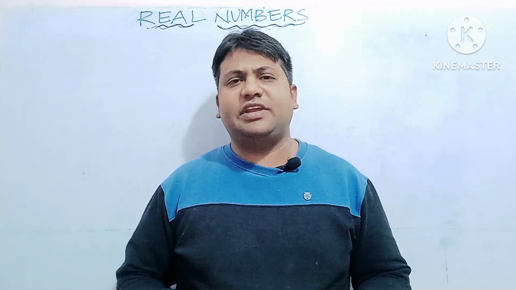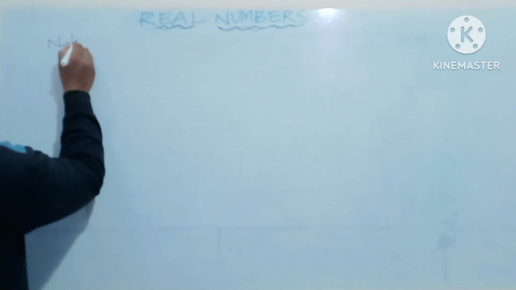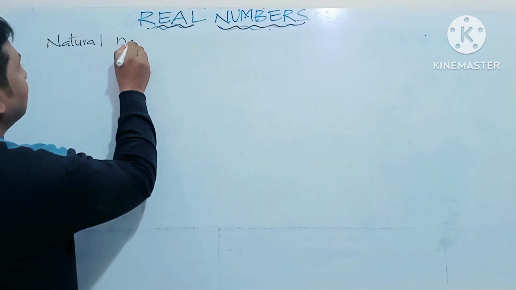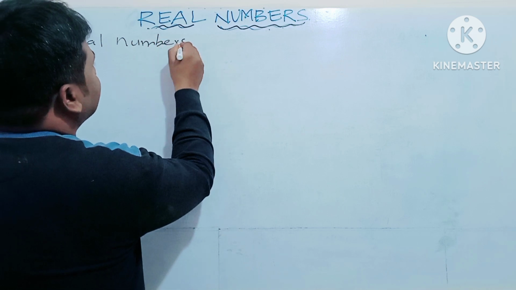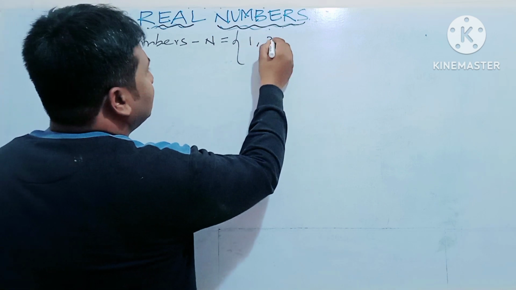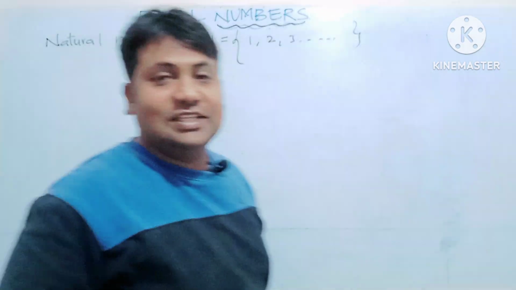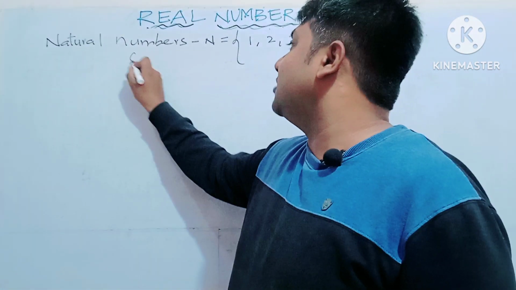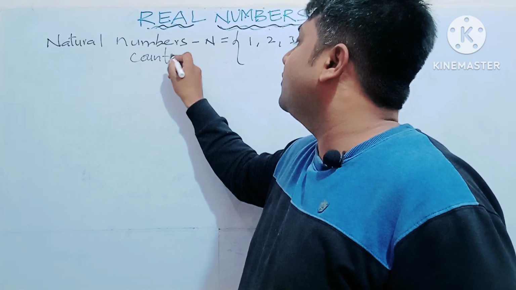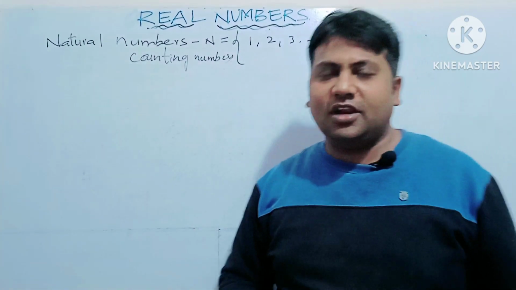Let us start with the basic concepts of real numbers, that is, natural numbers. What are natural numbers? They are denoted by N, and they start from 1, 2, 3 and so on up to infinity. We can call natural numbers counting numbers.